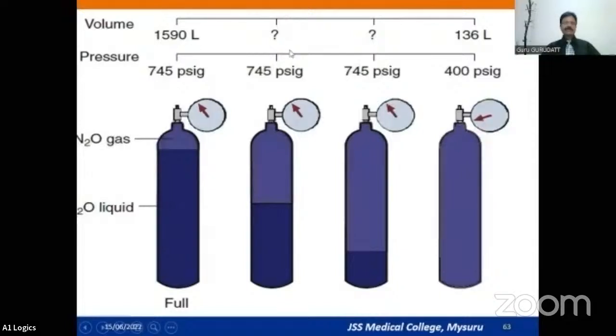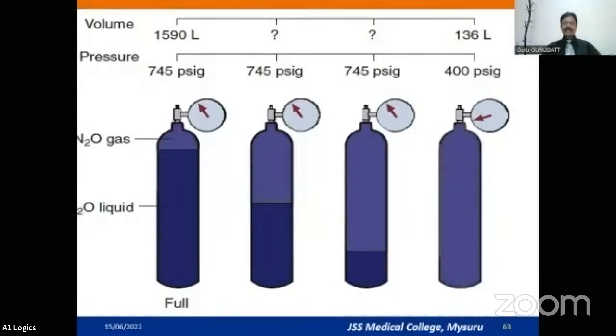So you will not know what the contents are based on the pressure gauge. The pressure gauge indicator will start falling only when all the nitrous oxide, all the liquid, has evaporated. That is why in newer machines the nitrous oxide pressure gauge is also there: once the indicator starts falling, we know that all the liquid nitrous oxide has turned into vapor, and then we require one more nitrous oxide cylinder.